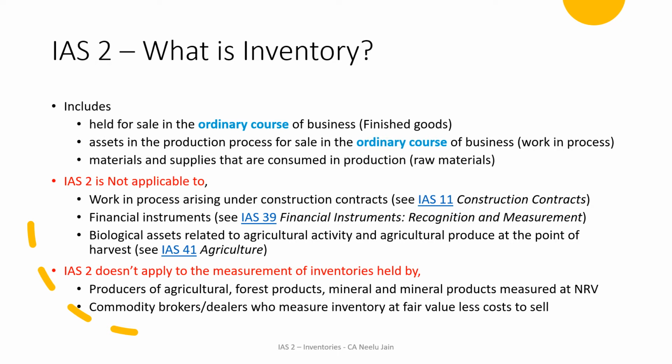So basically, what does inventory mean? Inventory means your finished goods, your raw material, your work in progress. The journey from your raw material to the finished goods, everything is inventory. Where it is not applicable, it is not applicable.